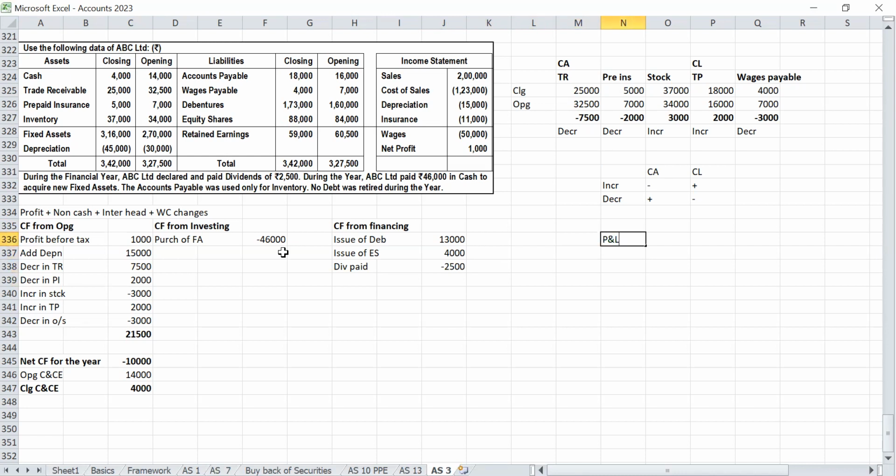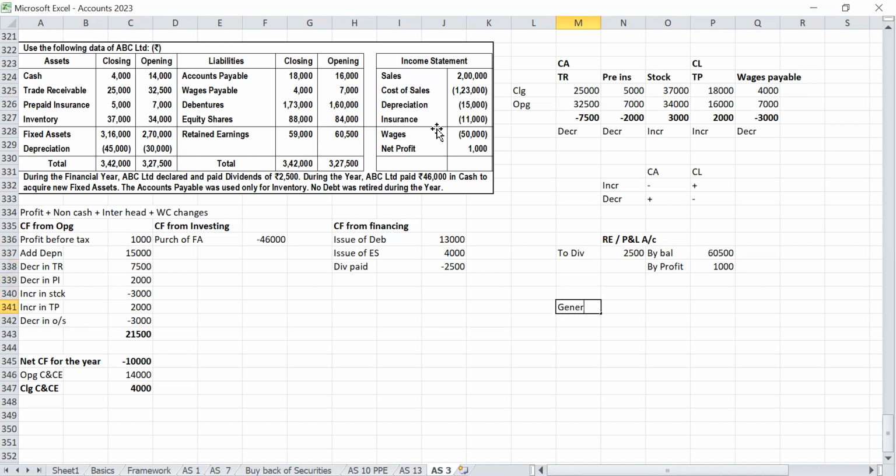Retained earnings is nothing but profit and loss account balance. Already, opening balance, how much? Opening balance is 60,500. By profit for the year? Profit for the year is 1,000. Actually, dividend paid is there. In the current year, how much dividend have you paid? 2,500. Was that deducted in the income statement? It is not deducted, correct?